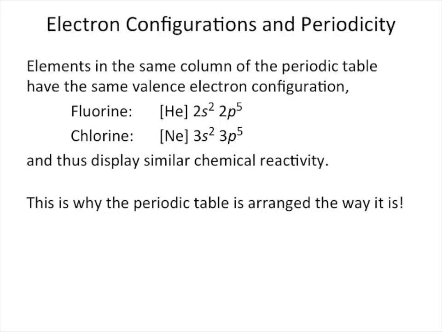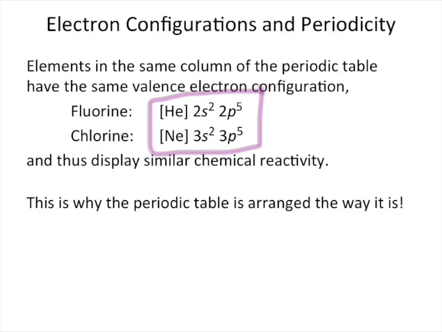Okay, so the main idea here is that elements in the same column of the periodic table have the same valence electron configuration. So if you look at fluorine and chlorine, they have the same outside electrons, the valence electrons, and then just different amounts of electrons on the inside in the core. But the electrons on the outside, the valence electrons, they determine the reactivity. And so if the electrons are the same for fluorine and chlorine, then they're going to have fairly similar reactivities and properties.